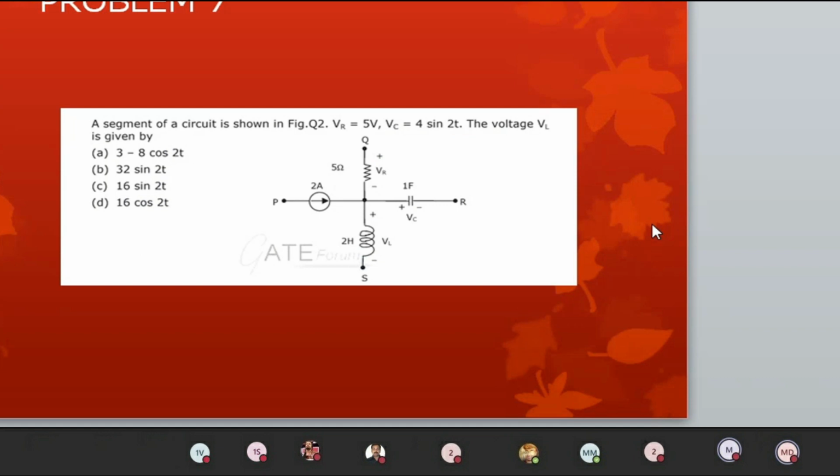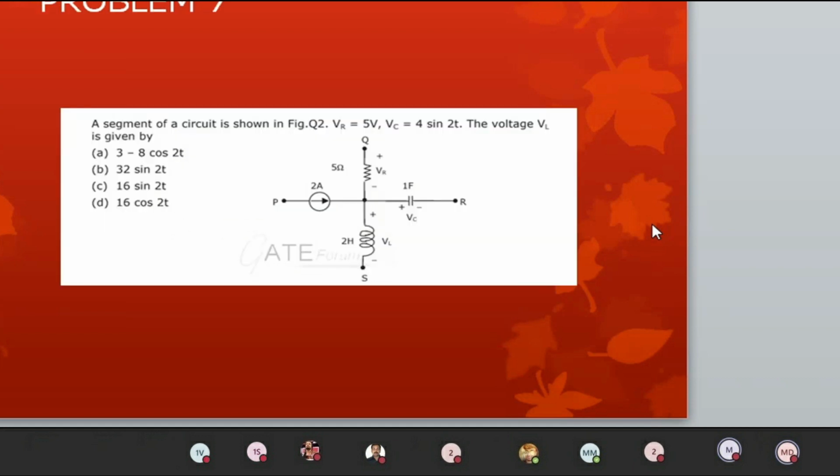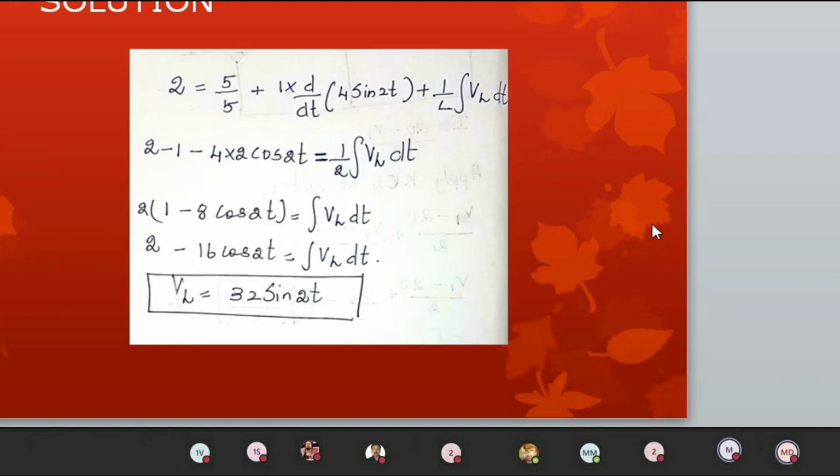You know that the expression for current through the capacitor is given by I_C equals C dV_C by dt, that is, C into the rate of change of voltage across the capacitor. What is the voltage across the capacitor? 4 sin 2t. What is C? 1 farad. So 1 into d by dt of 4 sin 2t.